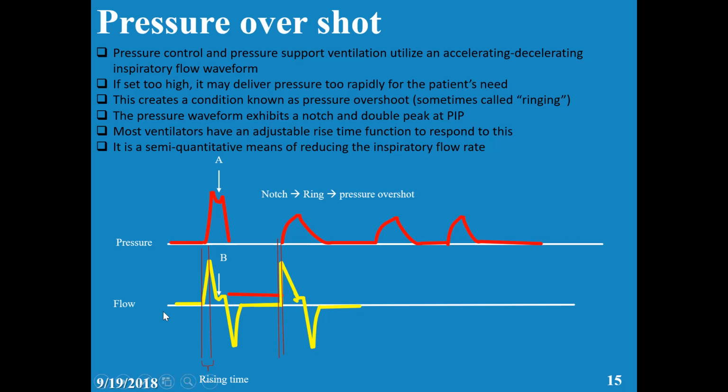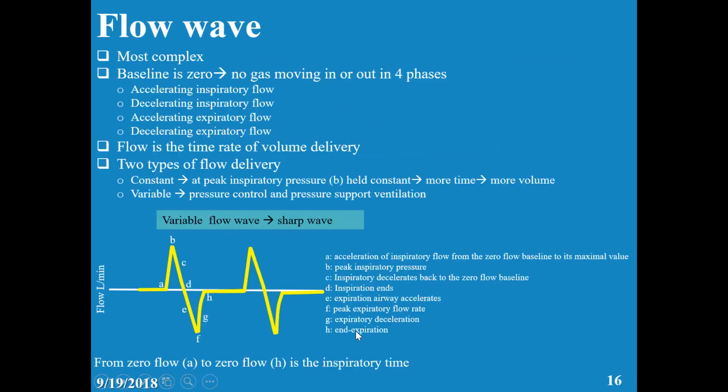The flow waves, the flow graphics, are very important. They are more important than the volume and more important than the pressure wave. It is the corner of the graphics. You need to look at it, and with time you'll understand. Look at the flow wave. It is the most complex. It should be 0. If it's 0, then the gas is not moving in and out.